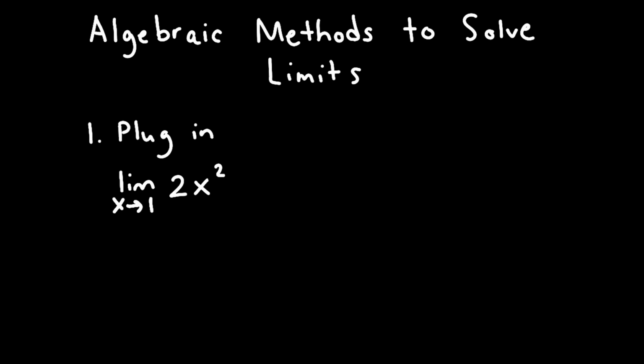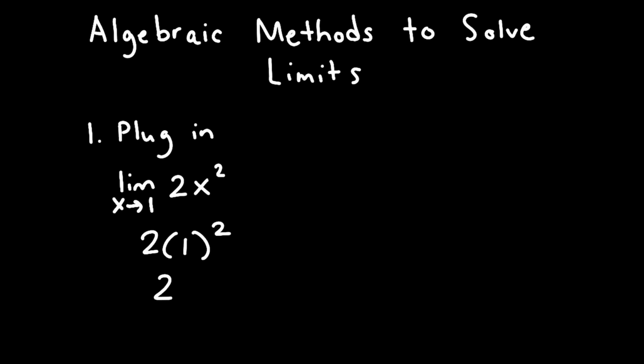So again, we're just going to be plugging in the parameter, which in this case is 1. And when we do that, we get 2 times 1 squared. Now, 1 squared is just 1, so we get 2 times 1, or 2.